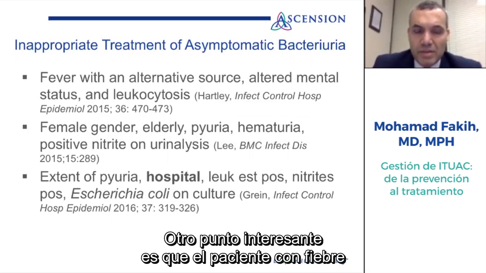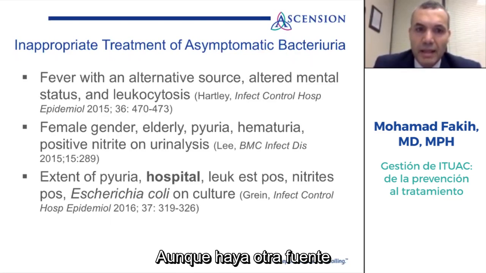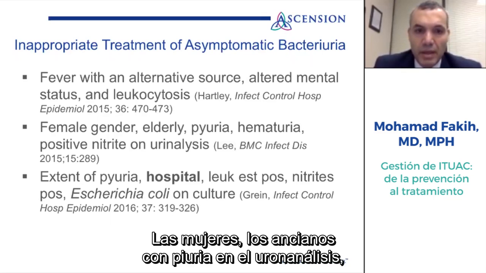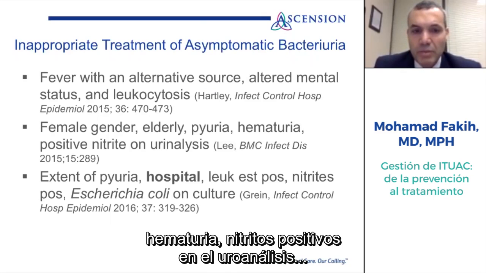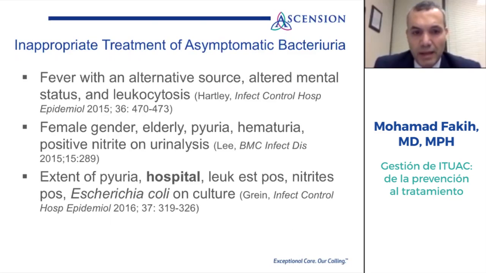Another thing that's very interesting is that whenever someone has fever, it is likely they're going to get a urine culture. And even if they have an alternative source, they would tend to treat that bacteriuria. Female gender, elderly, having pyuria as a part of the UA, hematuria, positive nitrites on urinalysis, all of them increase the risk of inappropriate treatment with antibiotics.